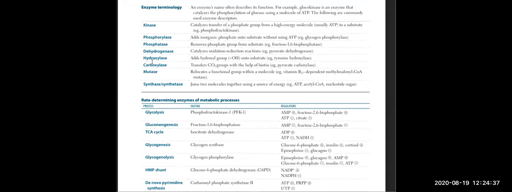Now I will teach you carboxylase first, because in the rate limiting enzymes you will not see any hydroxylase. So I will be teaching you carboxylase and synthase or synthetase first, and then we will study mutase and hydroxylase. You should learn and remember the names of the processes along with the enzymes.